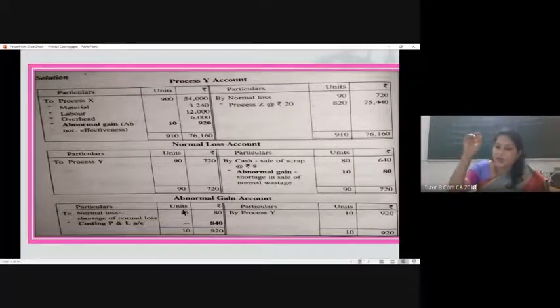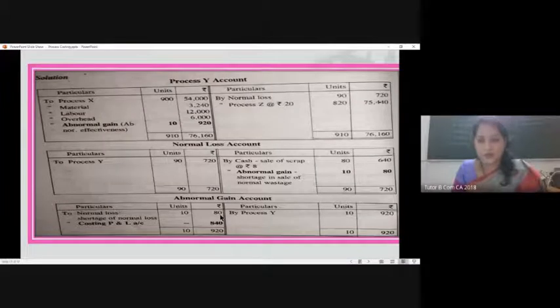Because we were expecting 90 units, but here there is a shortage of 10 units. So there is a decrease in the cash flow for the 10 units, which is accounted here. Normal loss or shortage of normal loss, which is 80 rupees. I repeat that, you might be having confusion with that. See, it's just an accounting purpose where we are just accounting for the difference which we found.